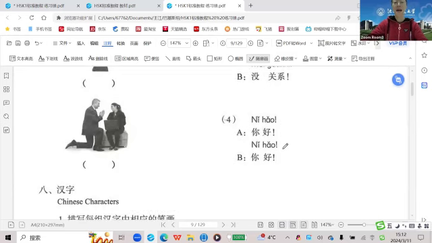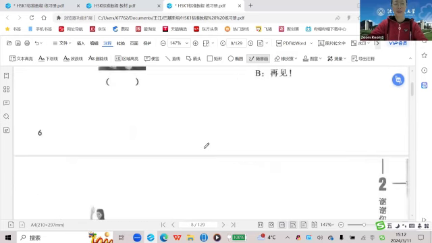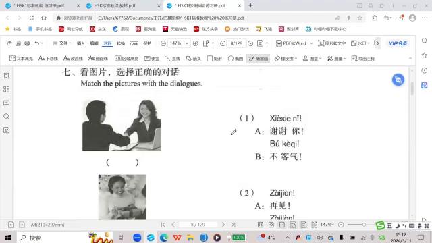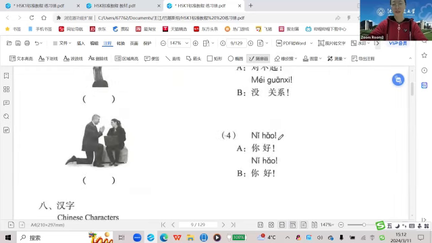Okay. 你好, 你好. Which picture? First picture. Yes. When two people meet with each other, just say hello to each other. Okay, greeting with each other.